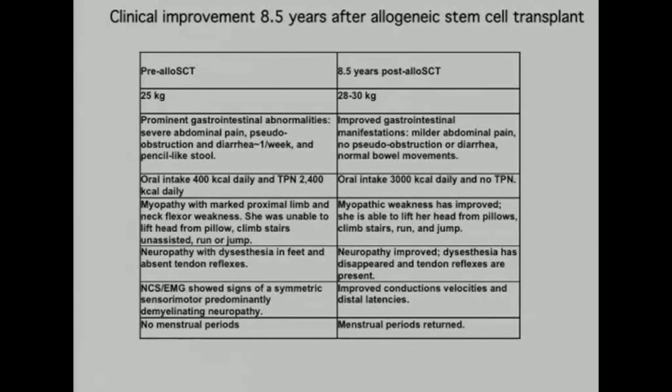Her gastrointestinal problems have improved. She no longer has these bouts of pseudo-obstruction, and she's stopped her intravenous feeding. She's eating by mouth now, about 3,000 calories a day. She's stronger. She's able to run. She likes to visit us once a year in New York and runs up and down the hallway and jumps up and down. And now she likes to go sightseeing in New York.